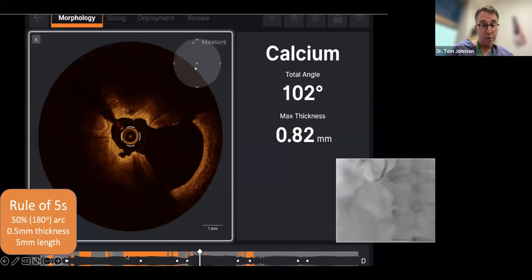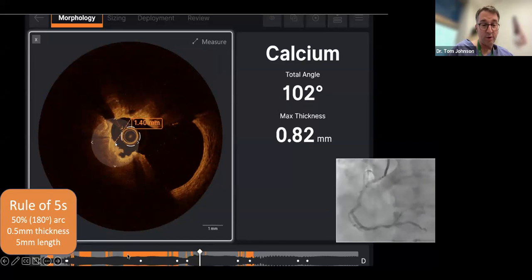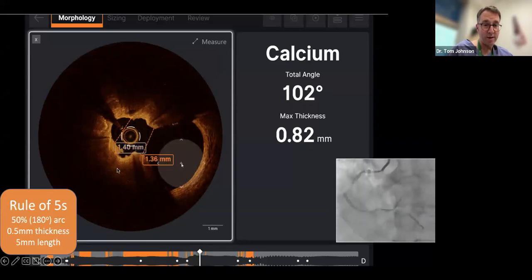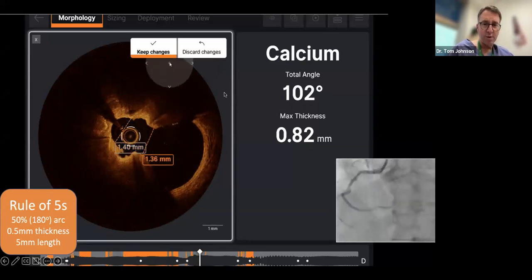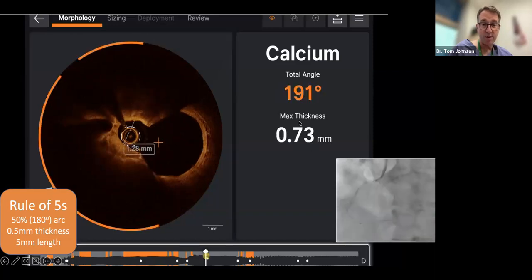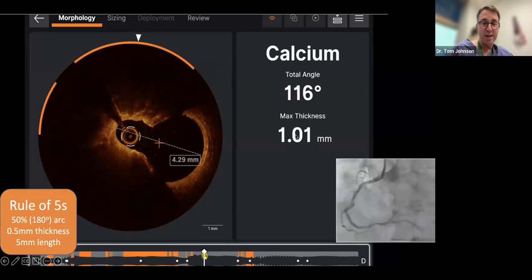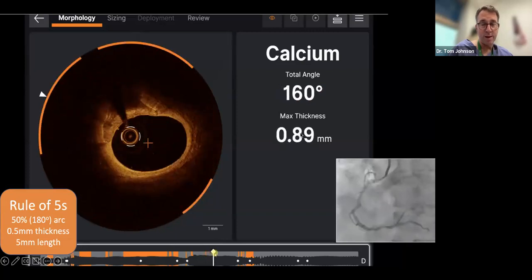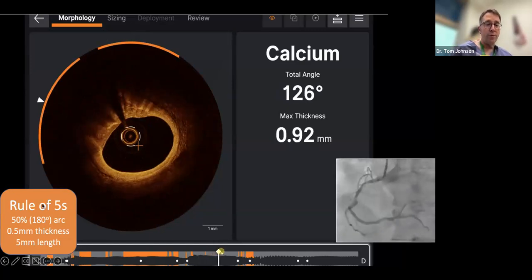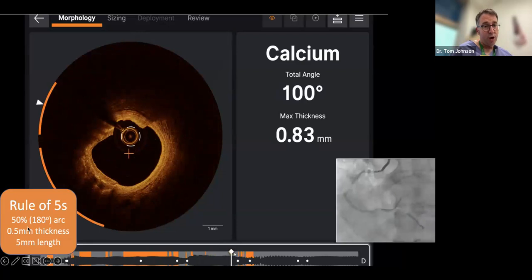In terms of the rule of fives, we've got an extent of greater than 5 millimeters in length. We have an arc that exceeds 180 degrees, exceeding 50% of the entire vessel. And if we make a measurement of thickness, you can see that the Ultron software very cleverly measures the calcium thickness, which exceeds half a millimeter. So actually, we have all of the potential drivers for predicting stent under-expansion.